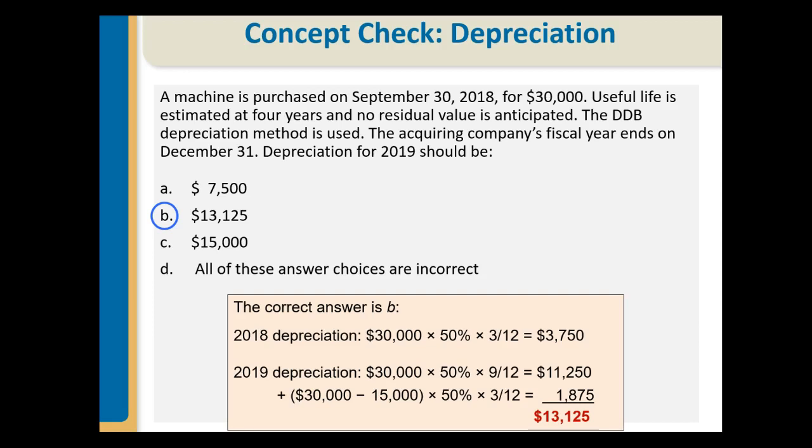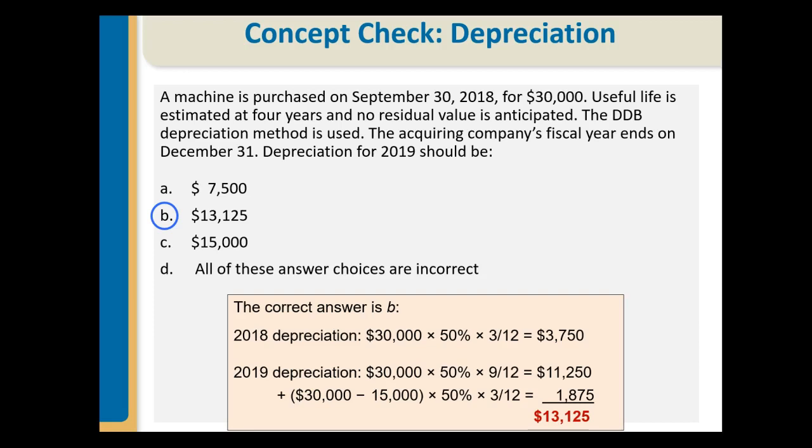Basically, we have 3 months remaining in 2018 using double declining, which shows depreciation of $3,750. So what we'll need to do is take, for 2019, the $30,000 times 50% times 9/12, the remaining of the first full year of $11,250.